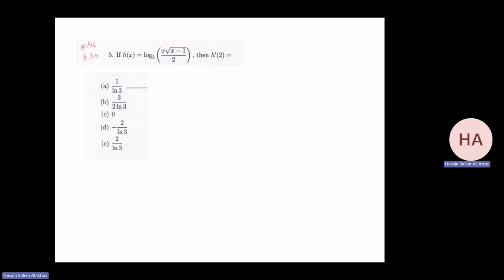Yeah, if it's like that, first I need to simplify the function. H of x will be what? Log the base 3 of x. This I can make to the power half. Let me do it quickly. Log with the base 3 of x minus 1 minus log 2 with the base 3. What is this? This is a number. I don't care what is that number. So the derivative of that will be 0. So let me do it now.